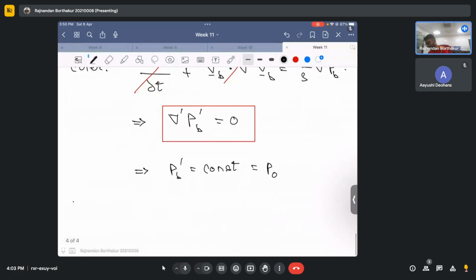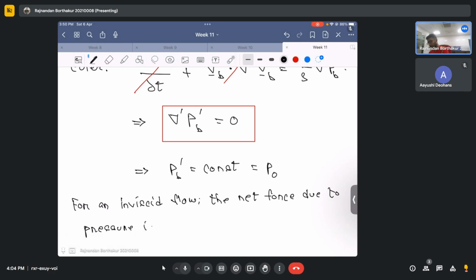So I'll just write it here that for an inviscid flow, the net force due to pressure is 0.